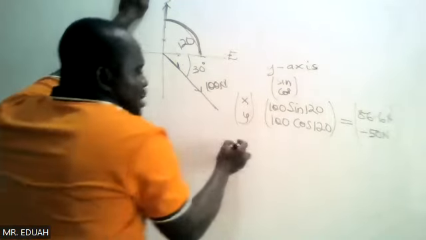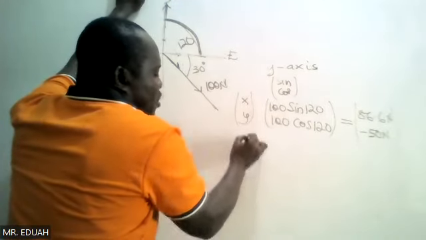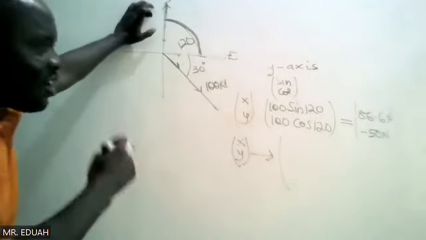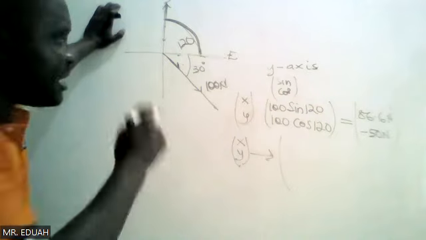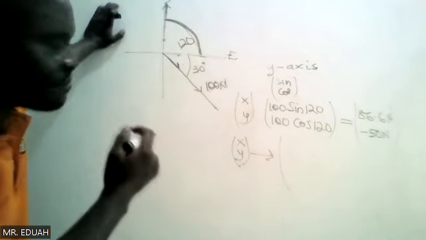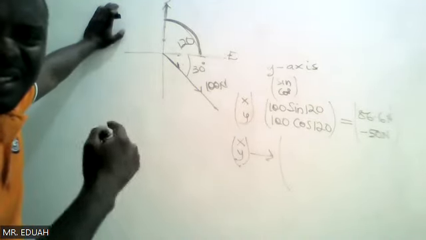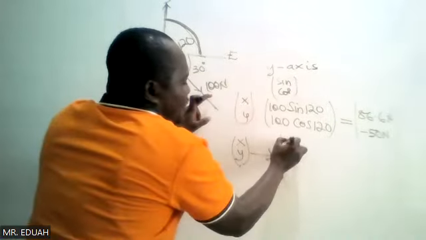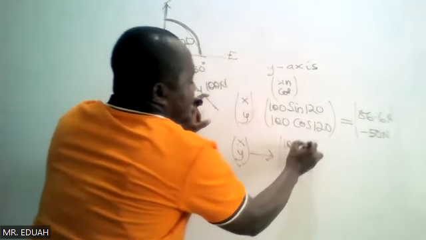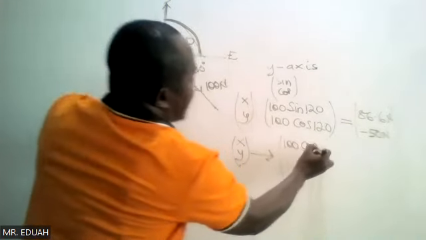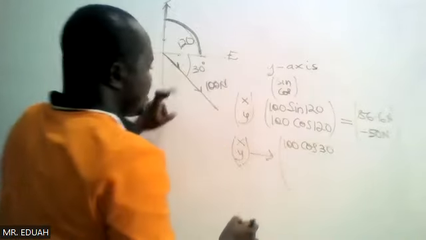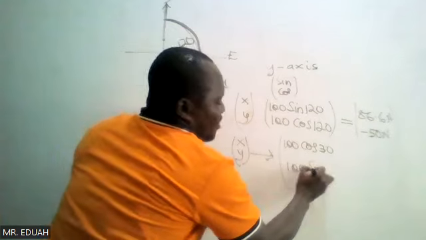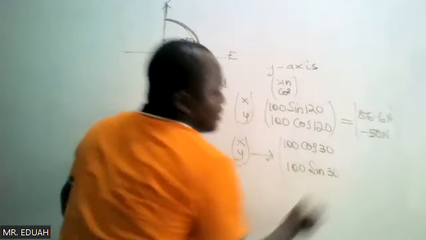Okay, and when you are using the angle the force or the vector makes with the x-axis, the order of the component becomes what? Cosine. So the magnitude of the force 100 times cos of the angle 30. Then the magnitude of the force 100, then the sine of the angle 30.